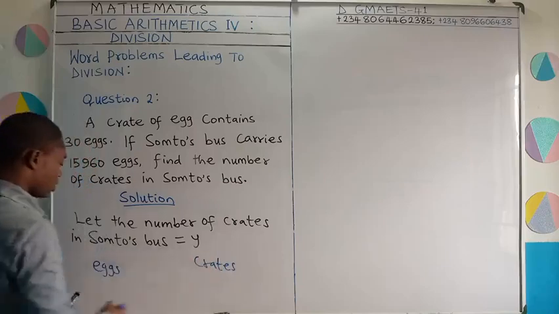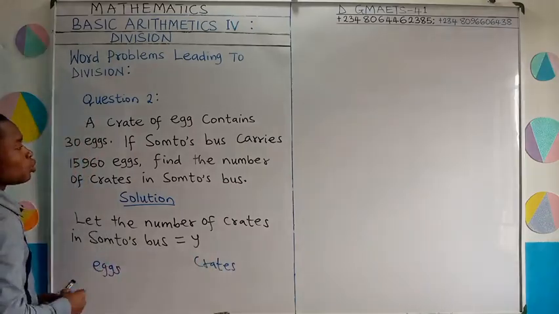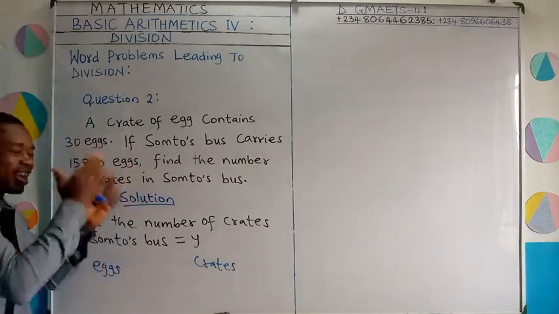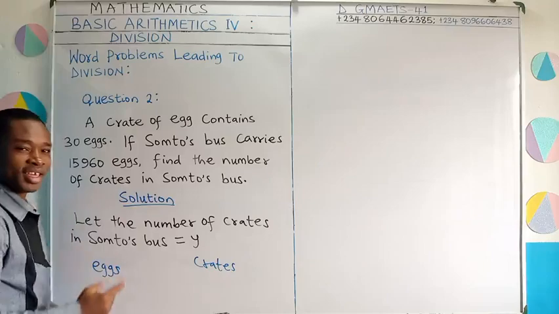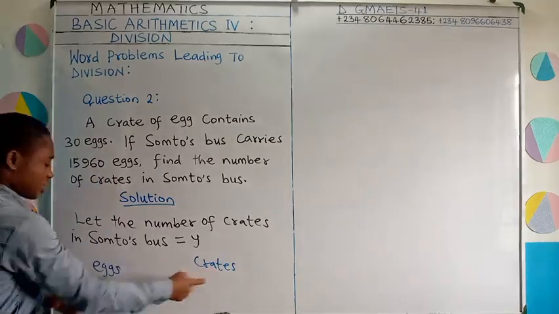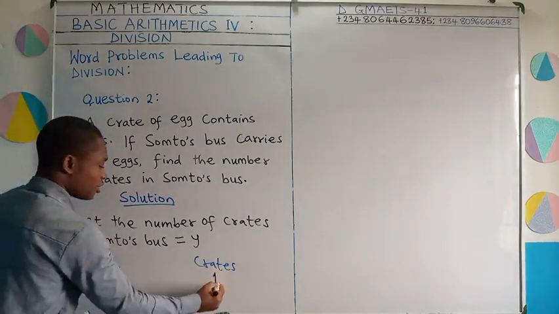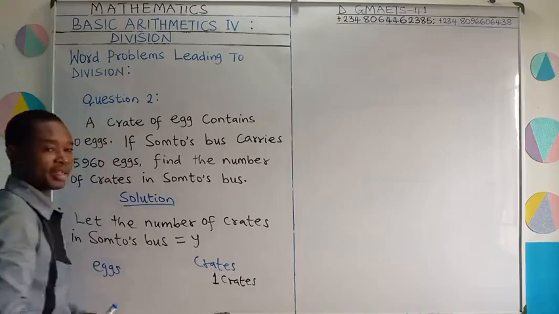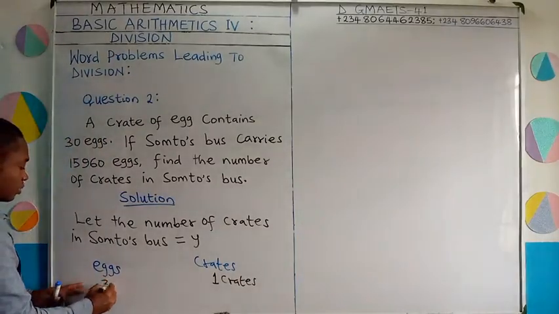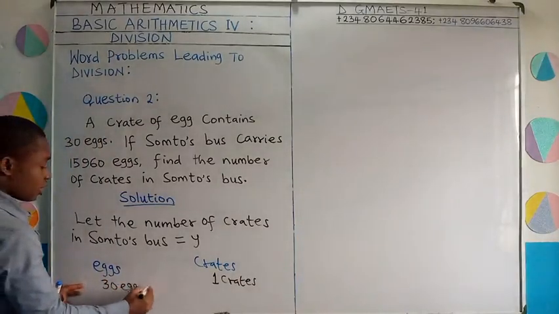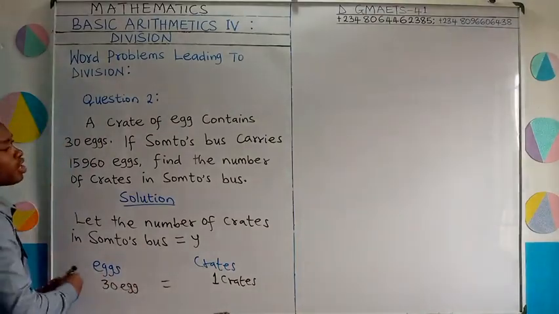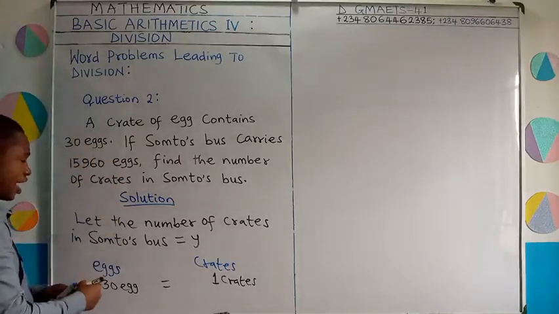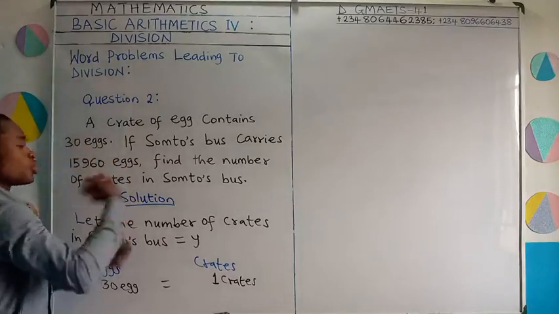Crate of the eggs. And from the question, we know that a crate of egg contains 30 eggs. A crate means 1. So under this crate, I'll put 1. Are you following, right? 1 crate. And we are told that it contains how many eggs? 30 eggs. I'll come under this eggs and put 30 eggs there. Alright, this is equal to. Then moving on, if Sumto's bus carries 15,960 eggs, find the number of crates in Sumto's bus.